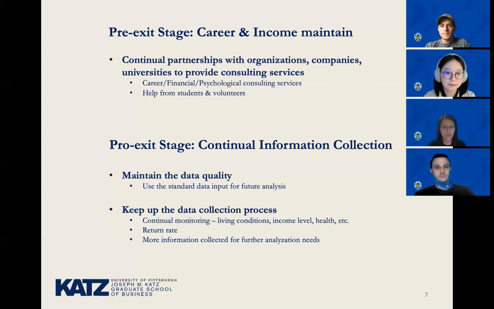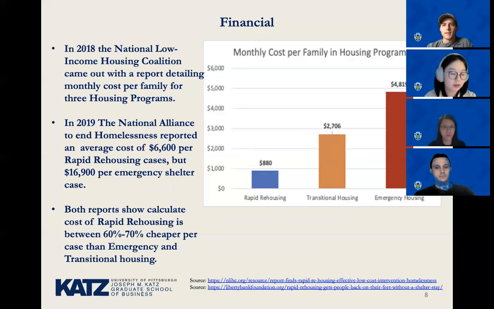Next slide, please. So lastly, let's talk about the financial benefit of the Rapid Rehousing Program. In 2018, the National Low Income Housing Coalition came up with a report detailing monthly costs per family for three different housing programs. As we can see on the right, rapid rehousing cost roughly $880. Transitional housing cost almost $2,700, and emergency cost over $4,800. So obviously, there is a financial incentive to move individuals from emergency and transitional housing into the rapid rehousing phase, almost up to $4,000 to move them.